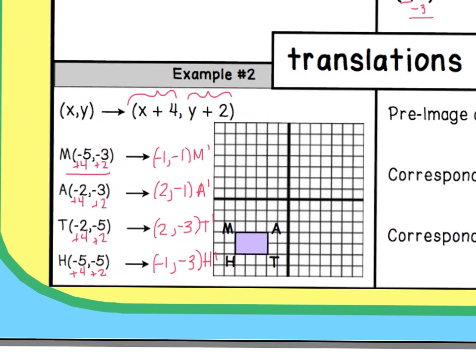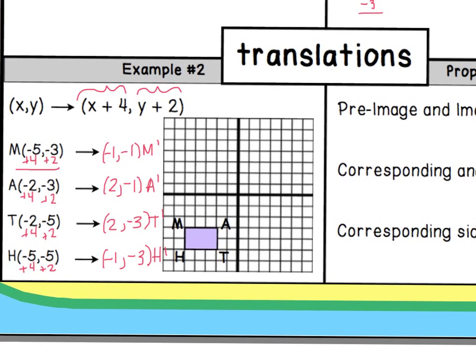So then we could go ahead and plot our points. We have negative 1, negative 1. Make sure you put M prime. We have 2, negative 1. There is A prime. We have 2, negative 3, which is T prime. And we have negative 1, negative 3, which is H prime. And then you want to connect your points to show that you have the exact same shape.